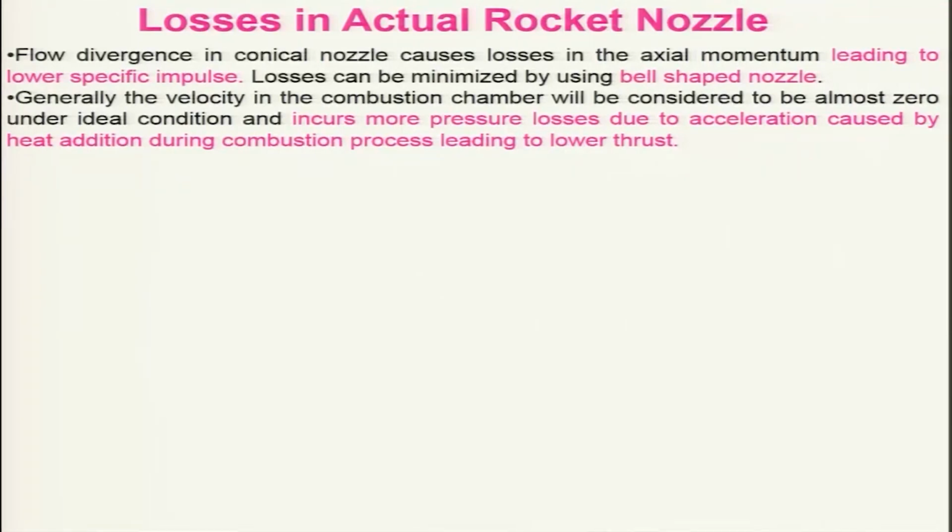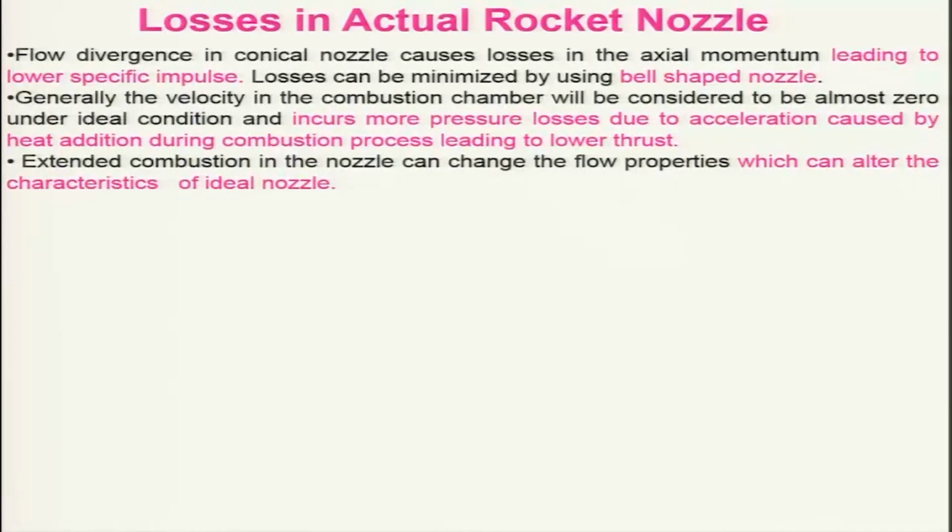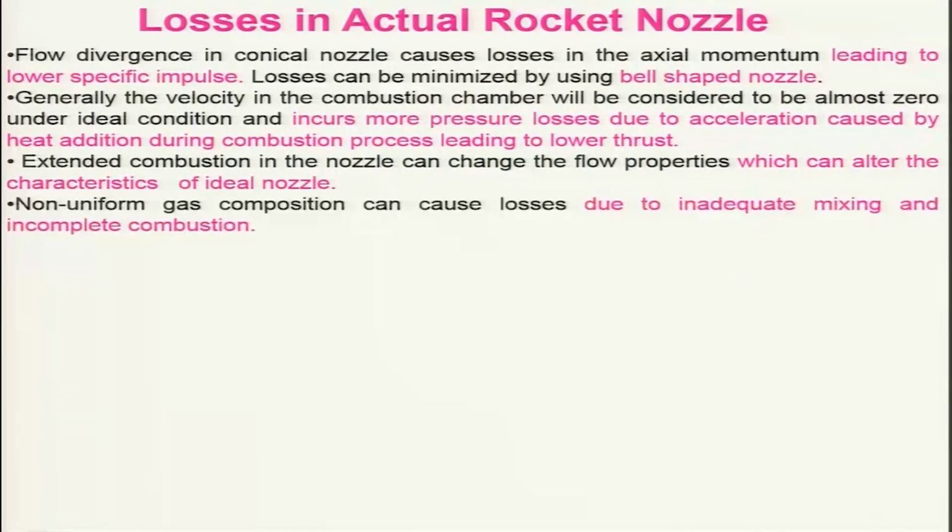So, that is also one of the reasons why the actual rocket nozzle performance is lower compared to the ideal one. Besides this, sometimes the combustion need not be completed in the thrust chamber. It can extend into the convergent portion of the nozzle, and as a result the flow properties will change because equilibrium has not been reached, and so also the species will go on changing, and so also the temperature. As a result, the characteristics of the ideal nozzle will be altered, and that also affects performance, so the performance of the actual nozzle will be different from the ideal nozzle.